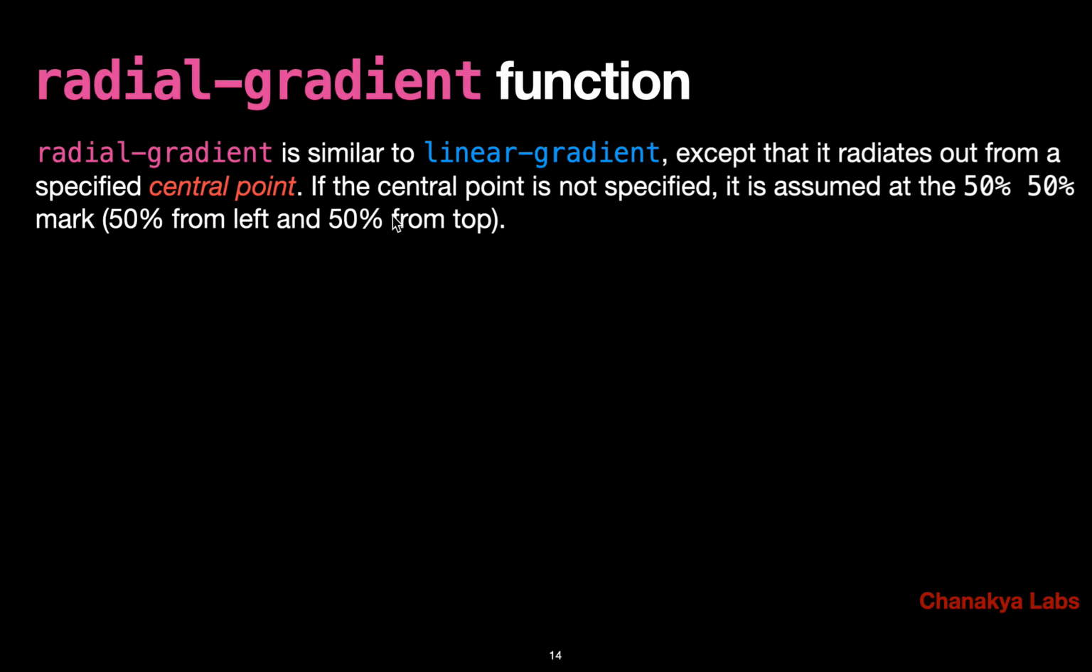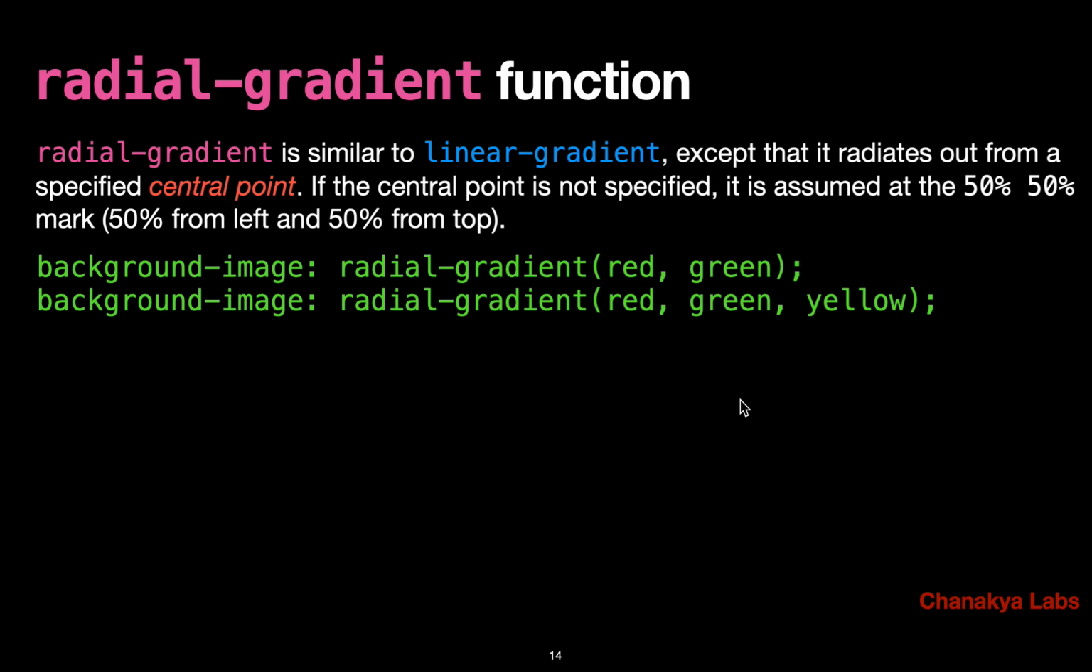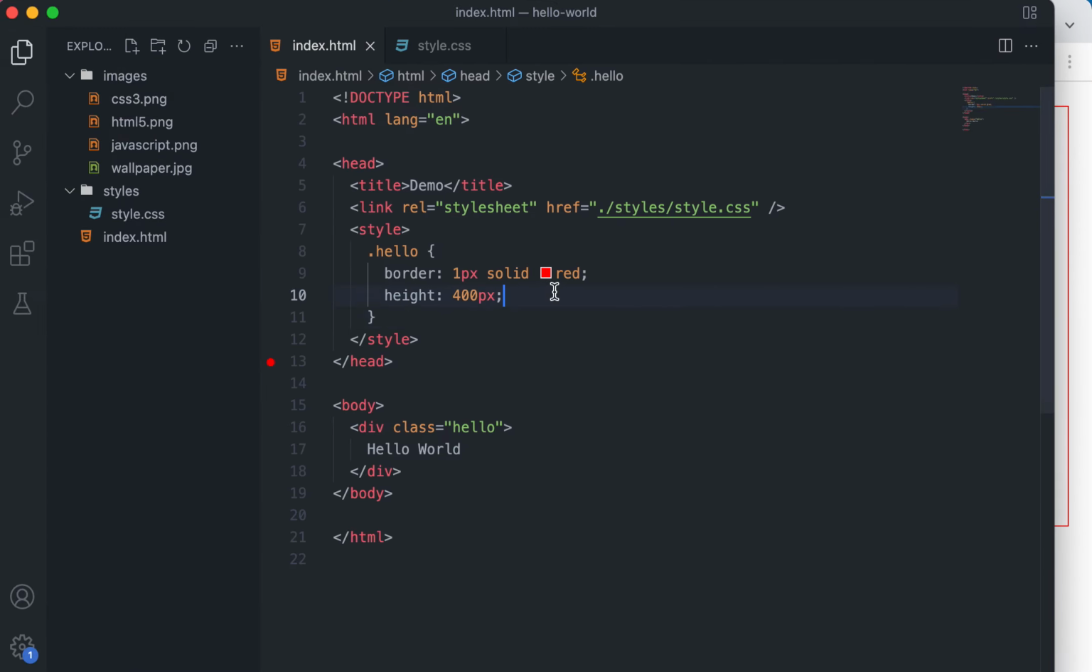And radial gradient is given by a function called radial-gradient, which is very similar to linear gradient, except for the fact that rather than going in a linear direction, let's say from left to right or top to bottom, it has a central point somewhere, and then it radiates out from there. Okay, the syntax is radial-gradient, like linear-gradient, and then we have at least 2 color stops, exactly like linear gradient.